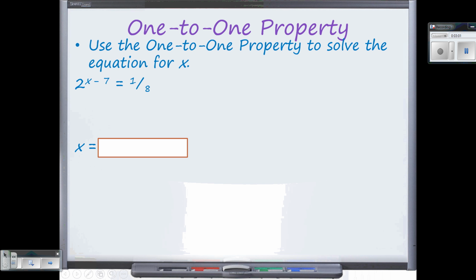1-to-1 property. This means that if I have 2 to the x is equal to 2 to the 4th, I know that x is equal to 4. If it's the same base, I can set the exponents equal. So I'm going to rewrite 1 over 8. Goodness, I apologize for that.